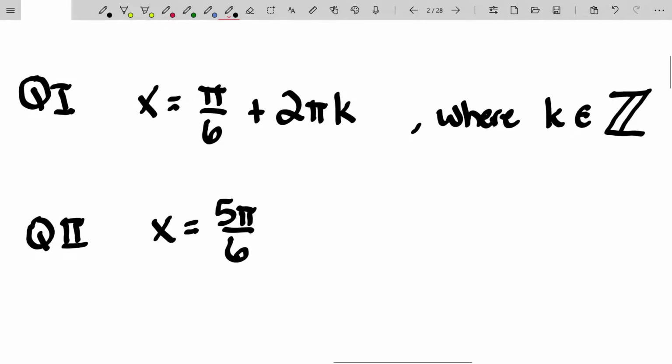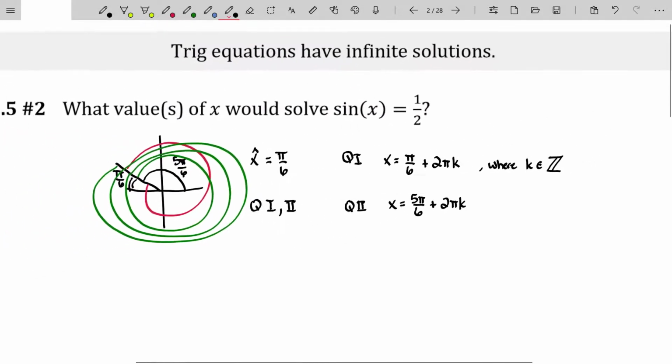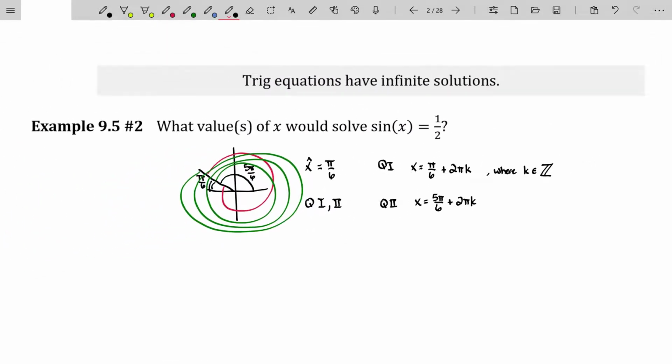land in quadrant 1. Same thing for 5 pi over 6. It's 5 pi over 6 plus 2 pi k. So those are the values of x that would solve that equation. We have actually solved our first trig equation. It's a simple equation, but still, I don't want to take away from it. There's a lot of theory behind what we have done.